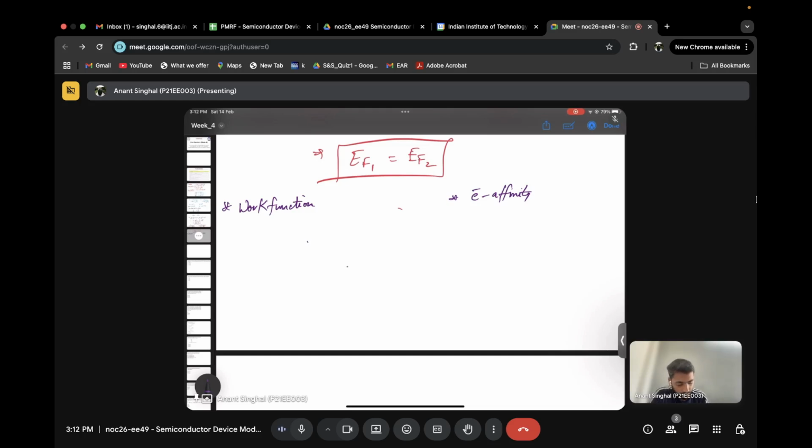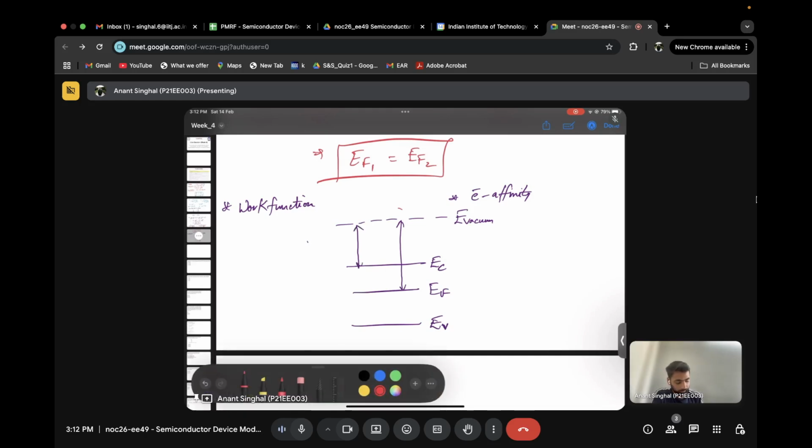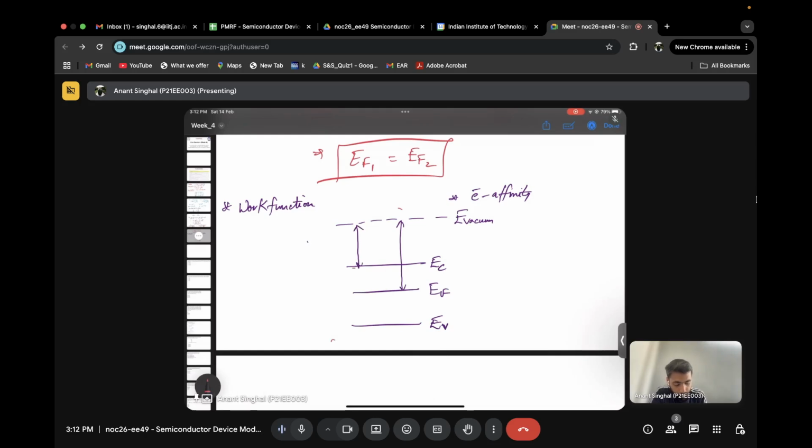Okay, so it is related with the energy levels. If you remember, let's say this is the band diagram and I am just randomly plotting the EF as of now. I'm not talking about any N type or P type particularly. Let's say this is the Fermi level and this is the vacuum level. There are two types of energy. One is required to remove an electron from the conduction band to the vacuum level, which is the electron affinity, denoted by chi.